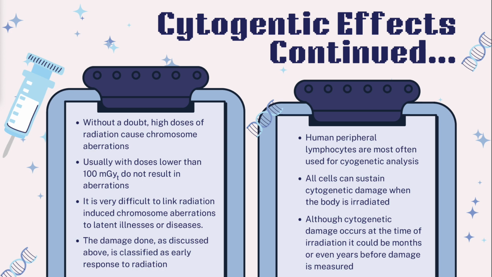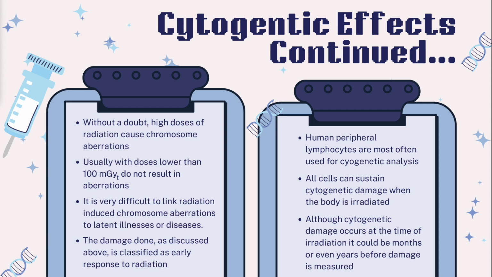Human peripheral lymphocytes are most often used for cytogenetic analysis. These peripheral lymphocytes are most often used due to the fact that they do not move into mitosis until they're stimulated in vitro, or this is also known as in a lab.